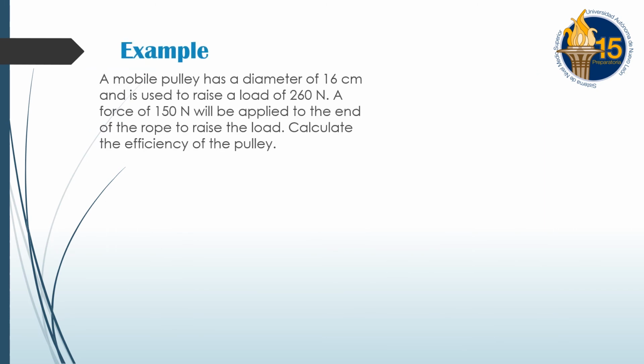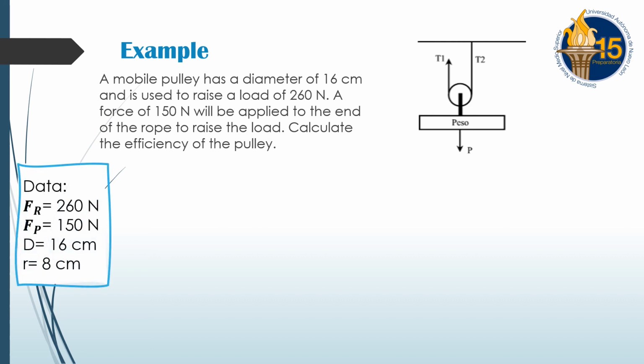Let's see the following example. A mobile pulley with a diameter of 16 cm is used to raise a load of 260 Newton. A force of 150 Newton will be applied to the end of the rope to raise the load. Calculate the efficiency of the pulley.